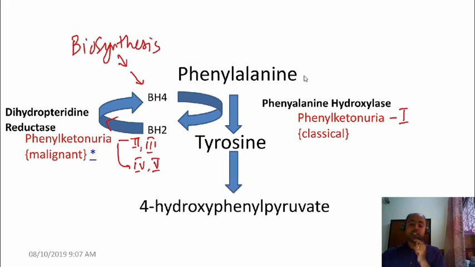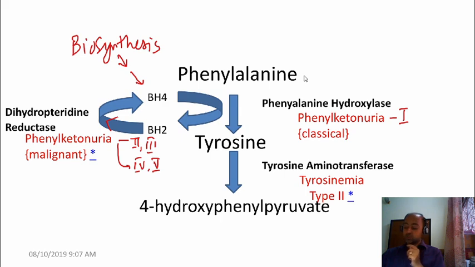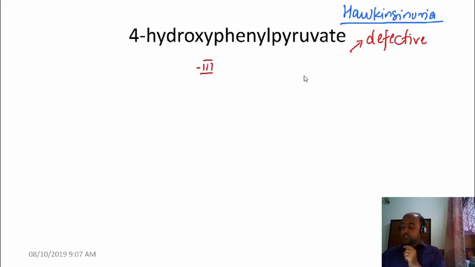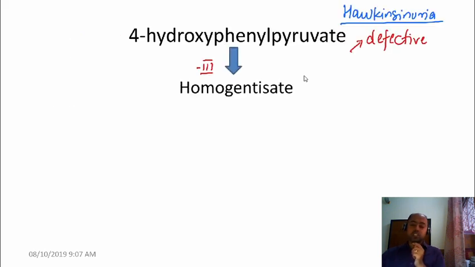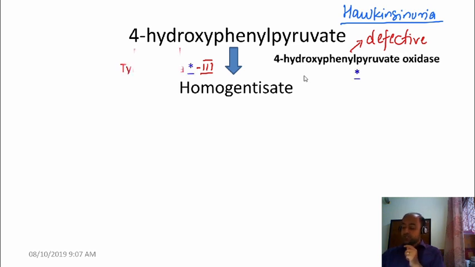Tyrosine is then converted into hydroxyphenyl pyruvate by the enzyme tyrosine aminotransferase. Deficiency gives rise to tyrosinemia type 2. Hydroxyphenyl pyruvate is then converted into homogentisate. The enzyme required is hydroxyphenyl pyruvate oxidase. Deficiency gives rise to the disorder neonatal tyrosinemia, also known as tyrosinemia type 3. If the enzyme is defective, then we get the condition known as Hawkinsinuria.